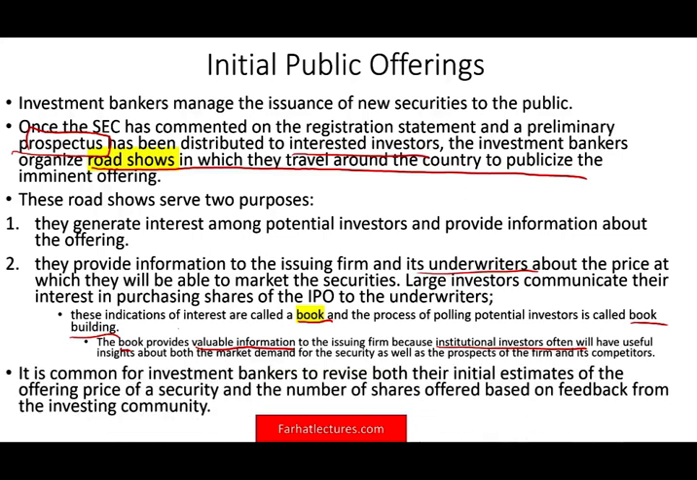It's common for investment bankers to revise both their initial estimate of the offering price and the number of shares offered based on the feedback. Let's assume they went on this roadshow, virtual or real, and they did not find any interest among the investors. As a result, they're either going to lower their price or lower the number of shares offered because there's not enough interest. If they find out everybody wants to buy the stock, they will do exactly the opposite. They will raise the price and tell the company to issue more stocks.